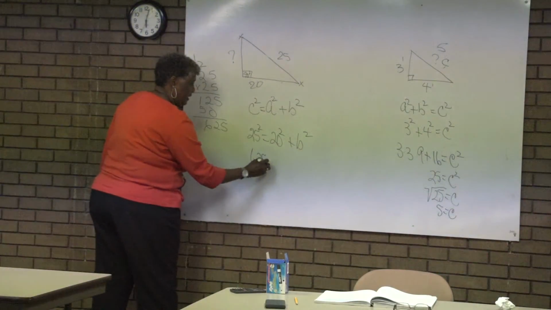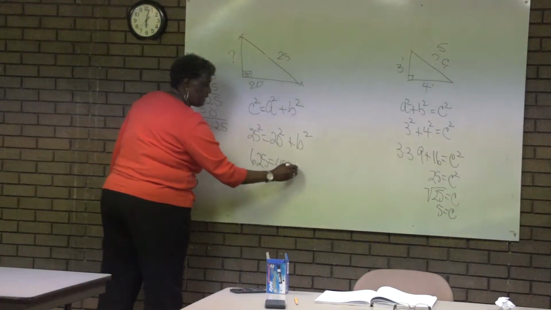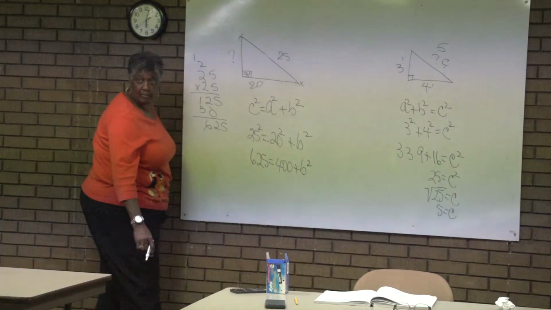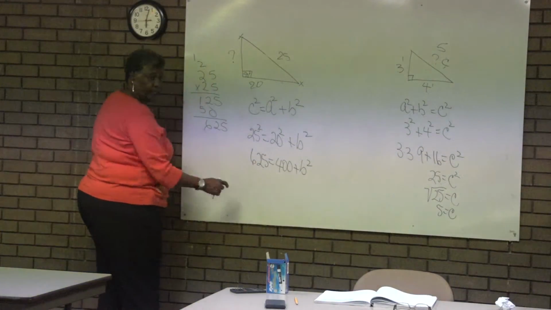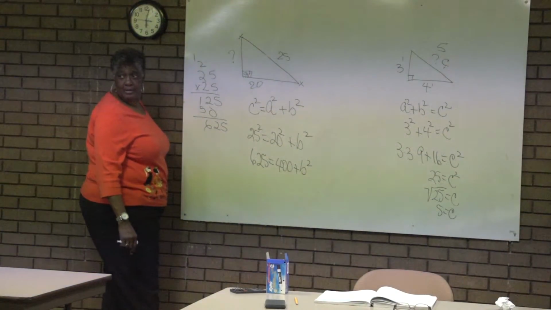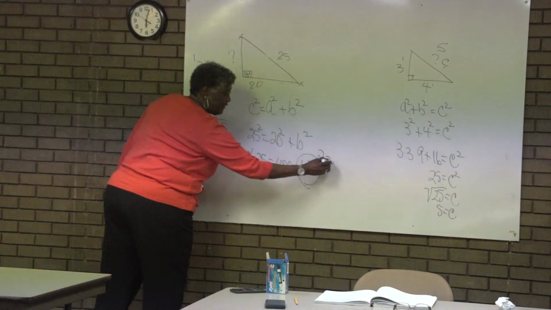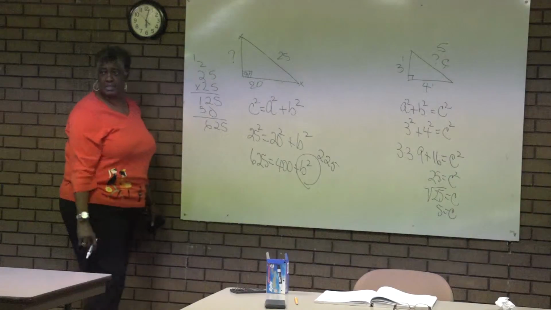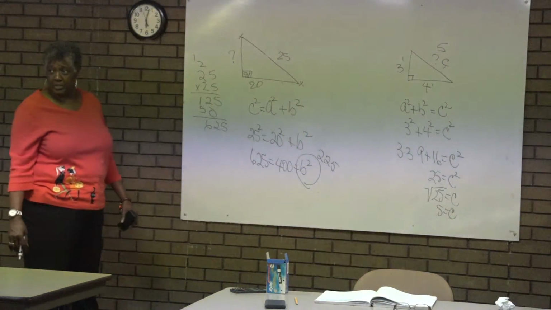625. I know that 20 times 20 is 400, plus some number times itself, right? So 400 plus what would give me 625? 225, so I know that this has got to equal 225. Some number times itself would have to give me 225. Now I might have to try some numbers to see.